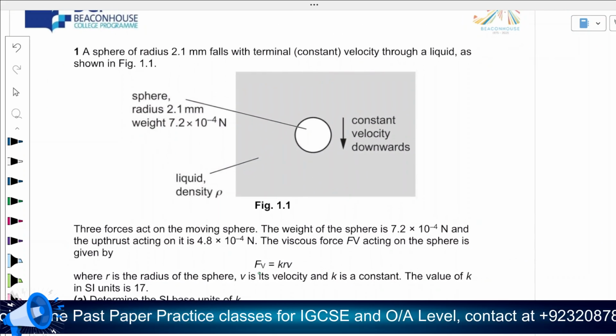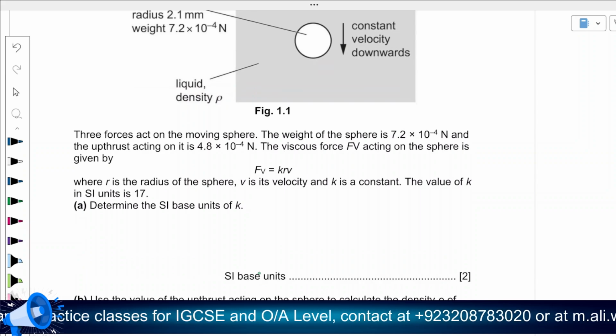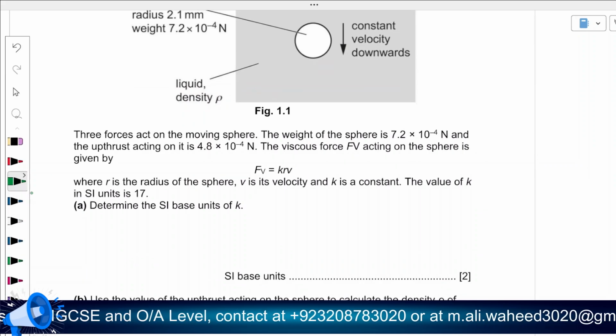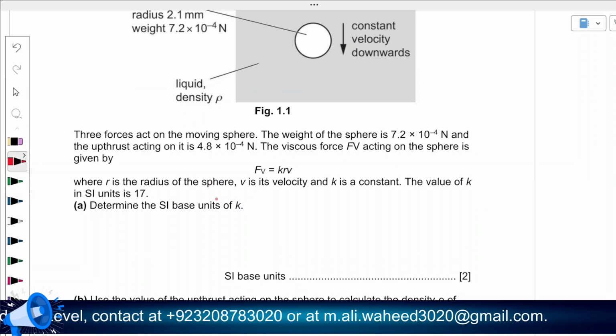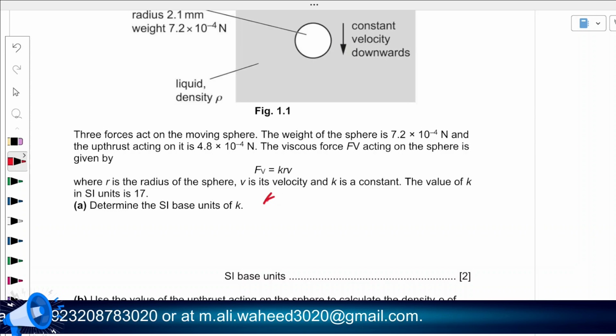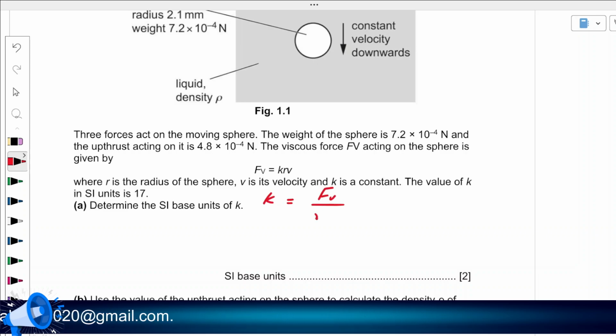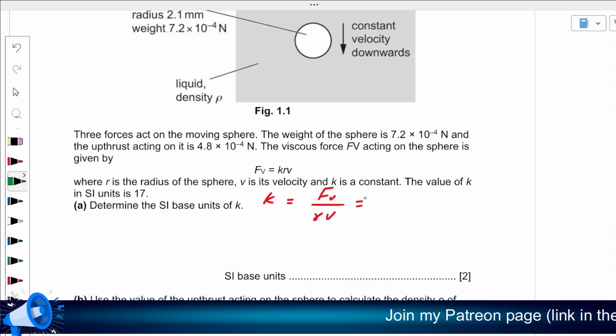All right, so here we have the first question. I'll scroll down to the first part. It reads: determine the SI base units of K. The first step is to rearrange K and then insert the base units of all the quantities given in the question, given in this equation.